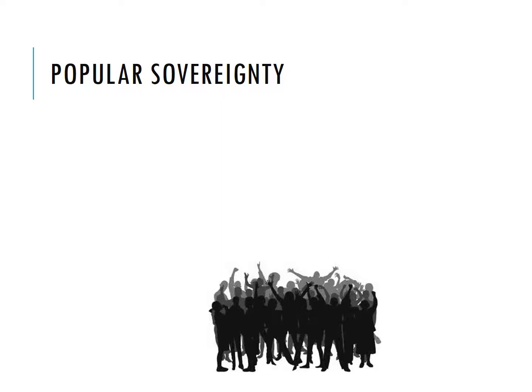And in that case, it just means that people got to decide whether they wanted to be a slave state or a free state. Popular sovereignty. The people are sovereign. The people have the ultimate power. Very important. That's the number one thing that you need to know about our government. The people are the most important part.